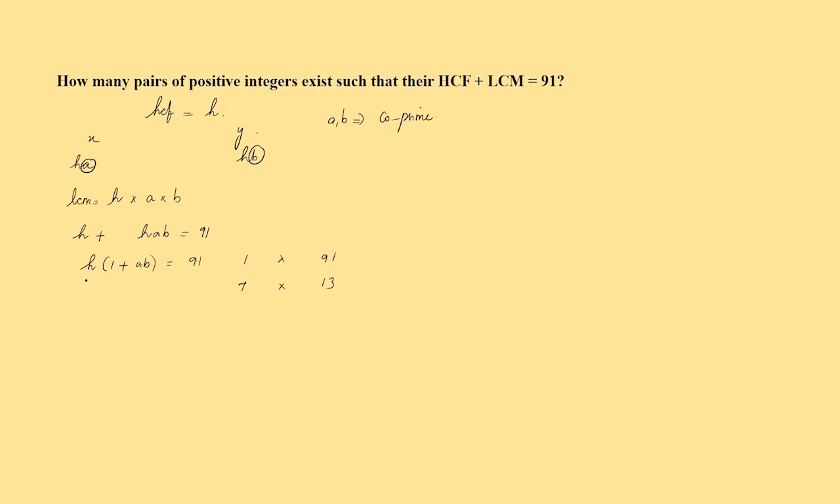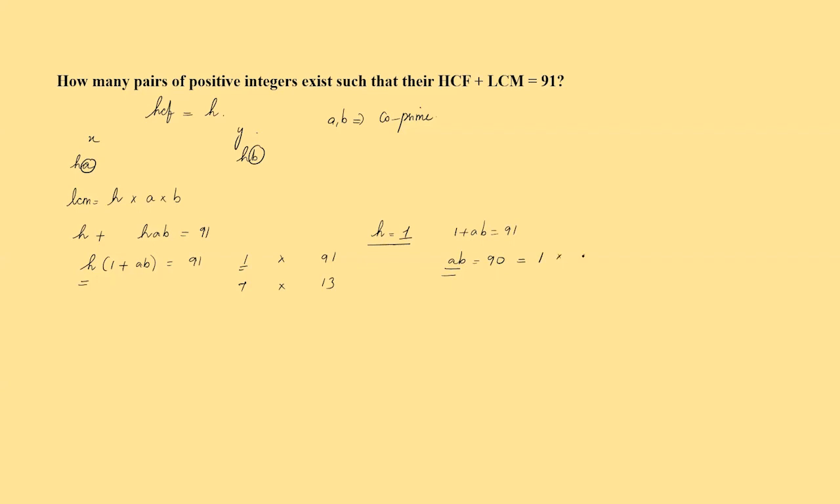So first of all, can the HCF of two numbers be 1 here? Is it possible or not? Possible, right? So if the HCF H was equal to 1, then I've got 1 into (1 plus AB) here, and this would be nothing but 91. So 1 plus AB would have been 91. So in that case, AB would have been 90. And remember that A and B are two co-prime numbers, and the product of two co-prime numbers has to give you 90. So how is it possible?